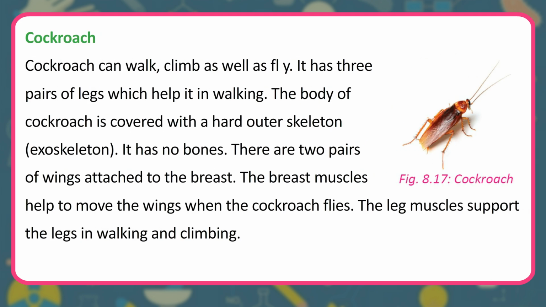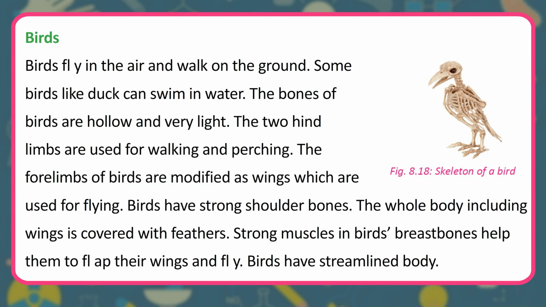Cockroach. Cockroach can walk, climb as well as fly. It has 3 pairs of legs which help it in walking. The body of cockroach is covered with a hard outer skeleton, exoskeleton. It has no bones. There are 2 pairs of wings attached to the breast. The breast muscles help to move the wings when the cockroach flies. The leg muscles support the legs in walking and climbing.